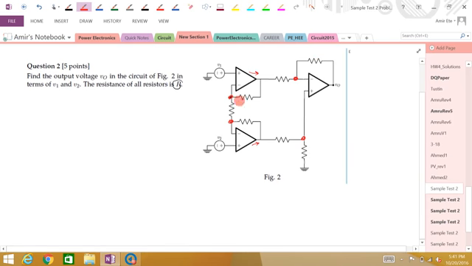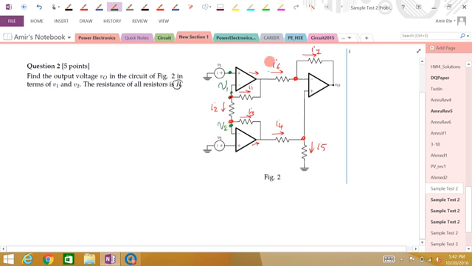So let me label these currents: I1, I2, I3, I4, I5, I6, and I7. And I also noticed that the voltage of this positive input of the OpAmp is V1, so the voltage of this node is V1 too, and for the same reason the voltage of this node is V2.